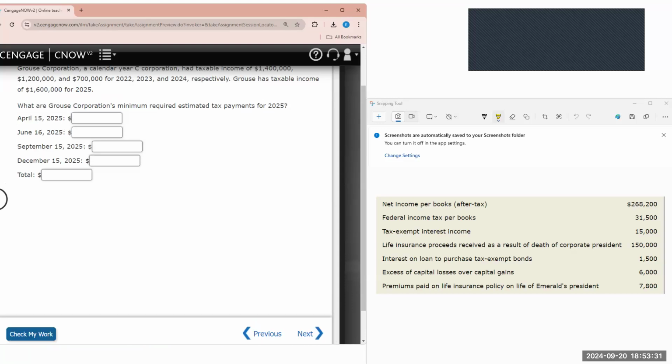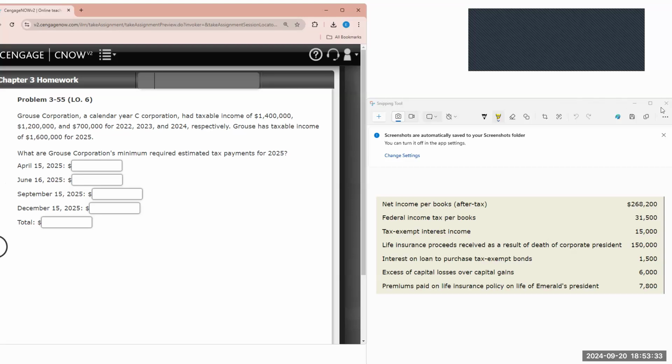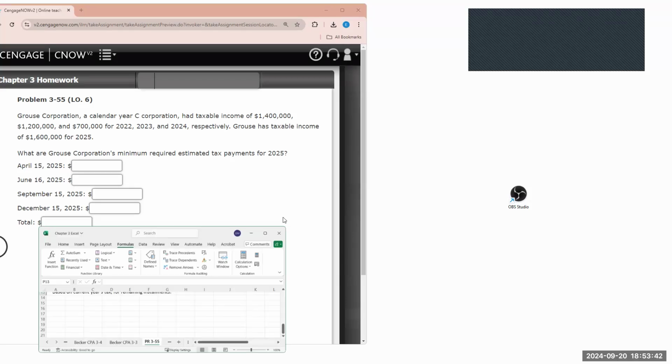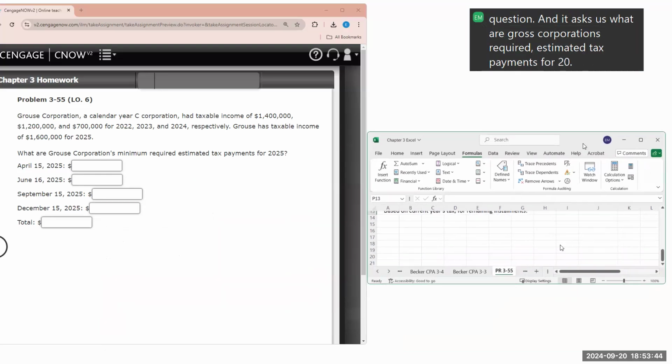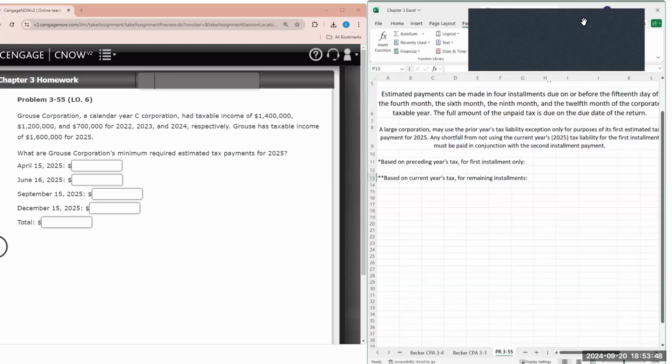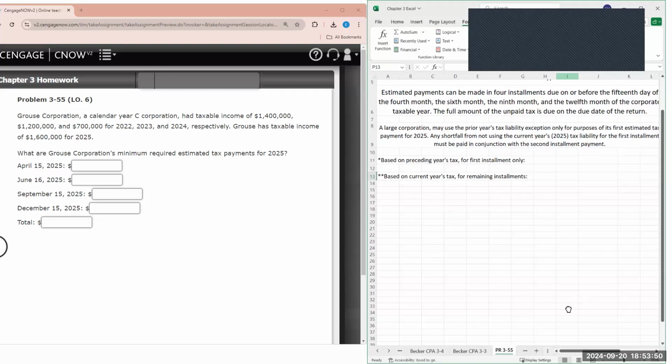All right, so this brings us to this next question. It asks us, what are gross corporations' minimum required estimated tax payments for 2025? So just to get a better understanding, to ensure, again, you understand how estimated taxes work.